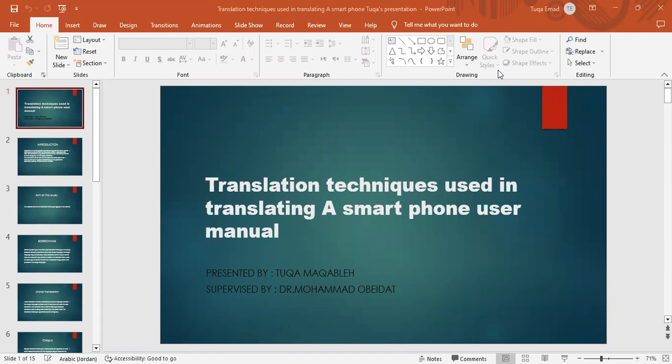As many smartphones are imported from overseas and the user manuals are written in English, the translation of a user manual is very important for the customers whose second language is not English.